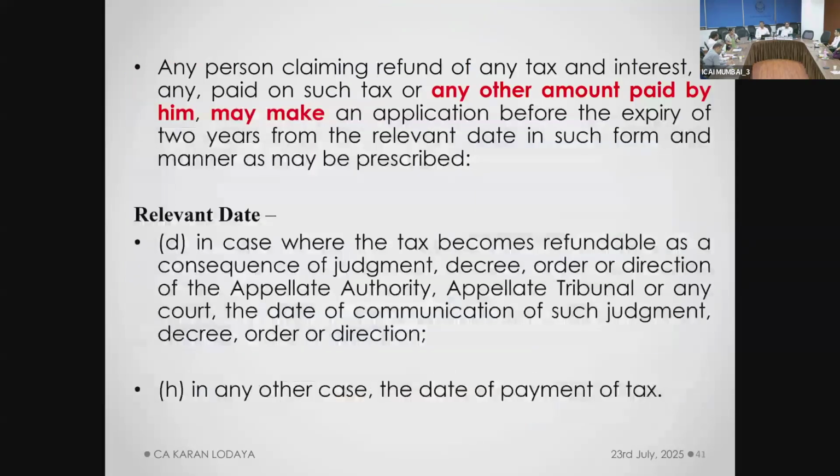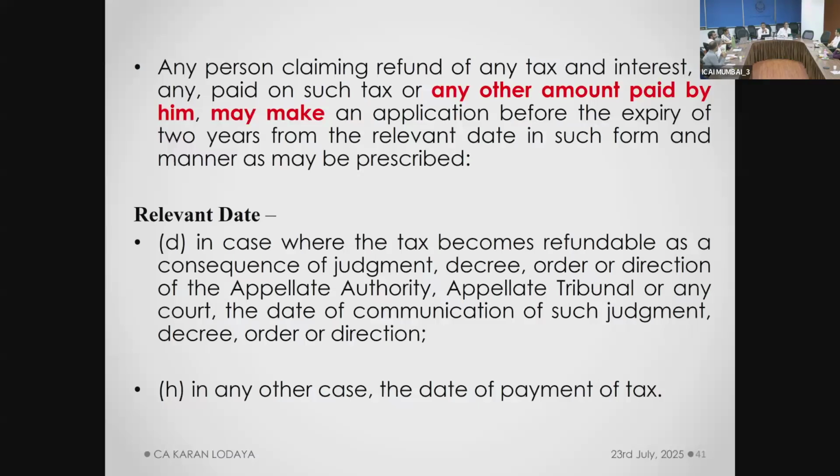No. And why, sir, tax? Again, like sir said, Article 265, the government is not supposed to retain any amount which is not a tax. So, sir, how to interpret any other amount paid by him under 54(1)? They specifically say any person claiming refund of tax, interest, or any other amount paid by him. So, what is meant by any other amount? It would be the amount deposited but not appropriated towards tax.